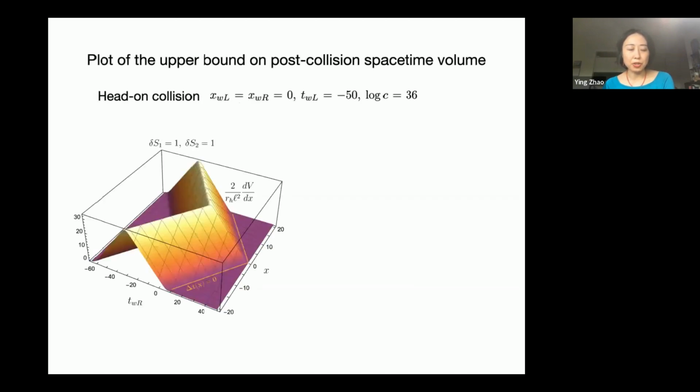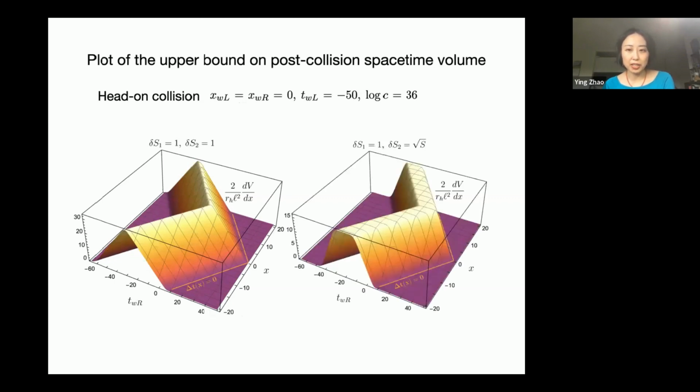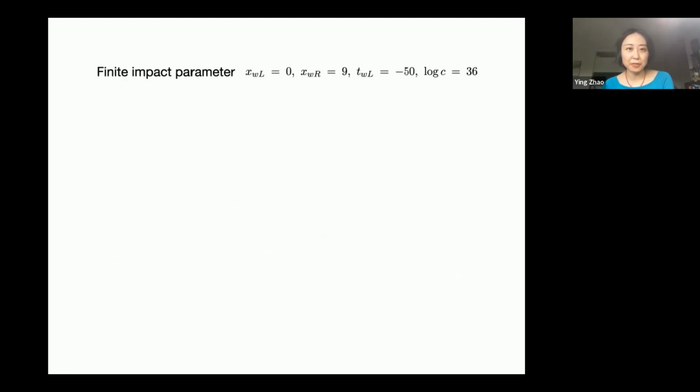And here is the plot. I think this is in d equals 3. This is for head-on collision. This is a post-collision space-time volume as a function of x, the transverse spatial direction, and the time direction. And so this is for signals with the same strength. This is the two signals with different strength. That's why you have a plateau region. You can see that if you fix a particular x, then you just have linear increase, plateau, linear decrease, exponentially small. And as you change x, the entire plot is shifted.